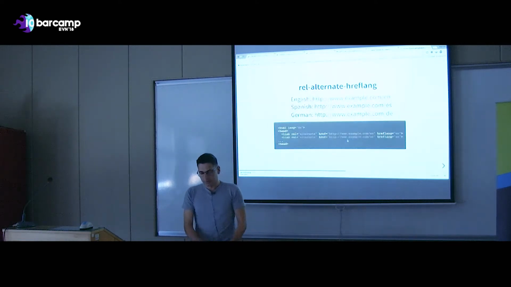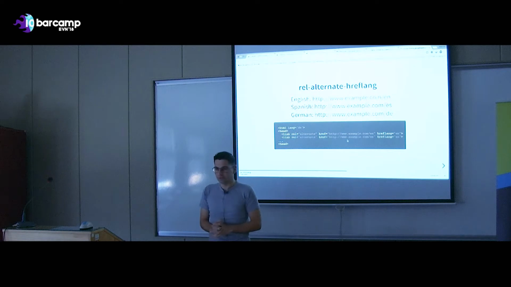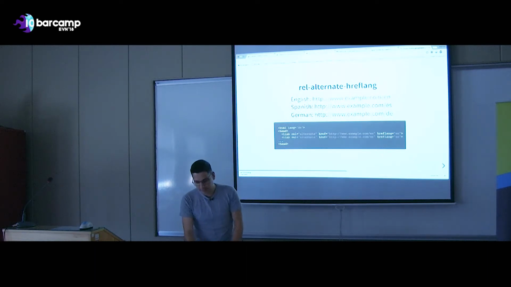Rel alternate hreflang provides information to the search engine crawlers, bots, about alternative languages that your content is available in. So in this case, imagine I would have these link rel attributes here, and I'm on, for example, the German version of the page. This says basically that this page is also available in English and Spanish.